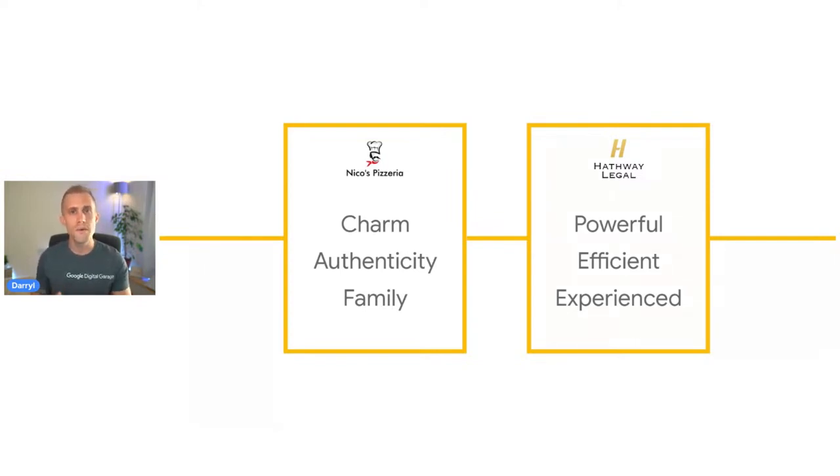Think about your business as if it was a celebrity or just a personality. When you think of your business as a personality, what are the three words that come to your mind? Nico's Pizzeria is charm, authenticity, and family. Hathaway Legal is powerful, efficient, and experienced. Now, you may be thinking to yourself, Daryl, why are we doing this? This is so simple. Well, it builds the foundations of how we're going to create consistency in the writing of social media. So get involved.